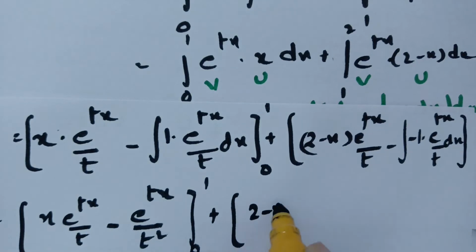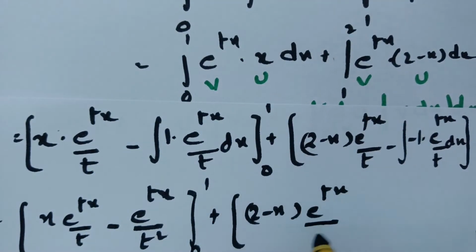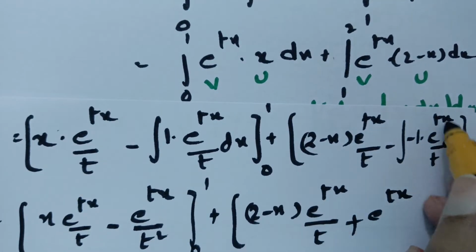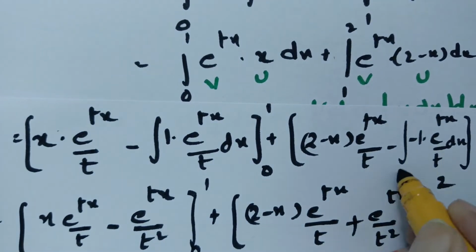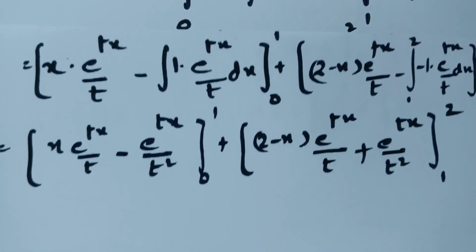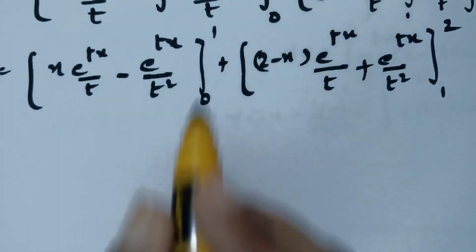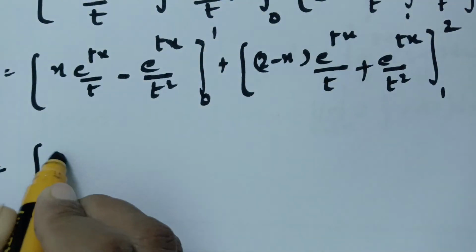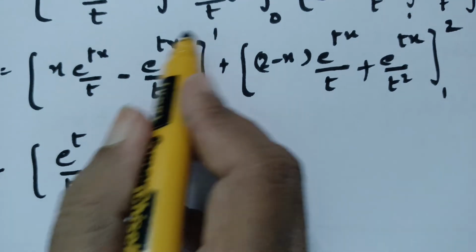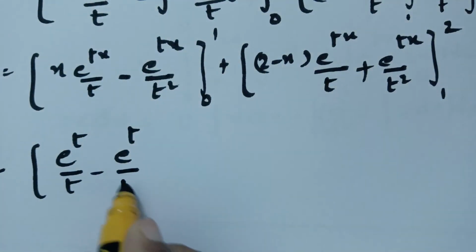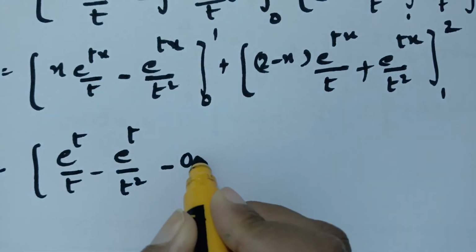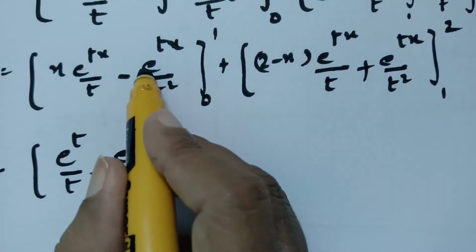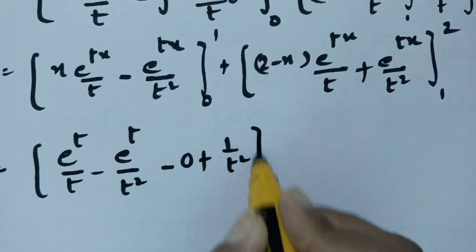And here, this is 2 minus x e power tx by t, minus of minus is plus, e power tx by t square, between the limits 1 to 2. Now we have to substitute upper limit minus lower limit. If I keep 1 as upper limit here, this will be e power t by t minus e power t by t square, minus, if I keep the lower limit 0, this is 0, and minus of minus plus 1, anything to the power of 0 is 1, so this is 1 by t square.